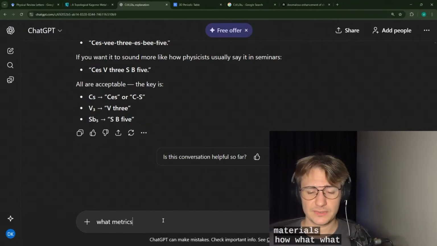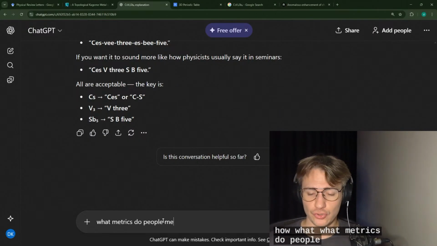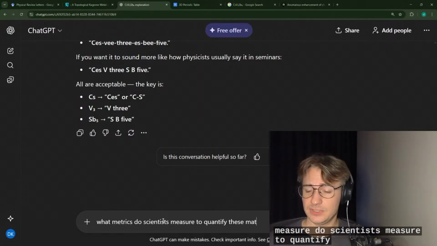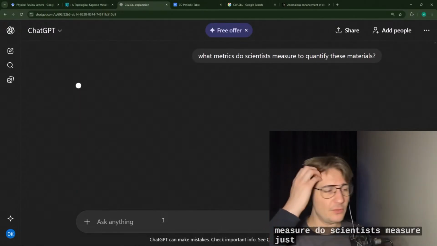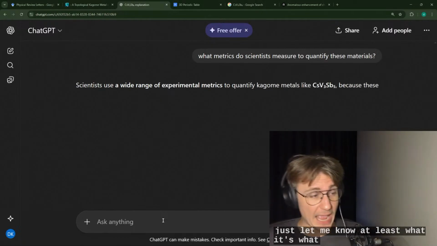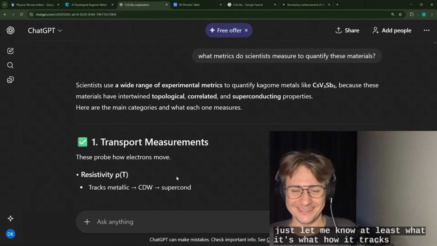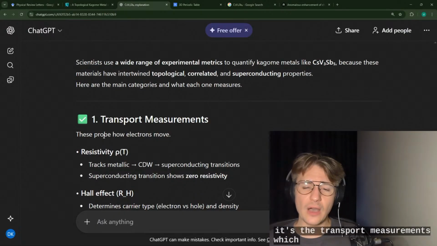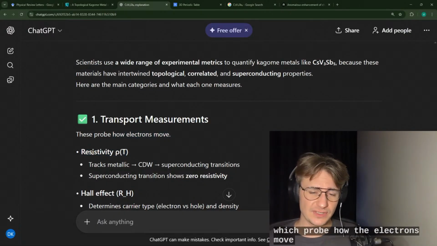What metrics do scientists measure to quantify these materials? Just let me know at least how it tracks compared to others. It's the transport measurements, which probe how the electrons move, the resistivity.